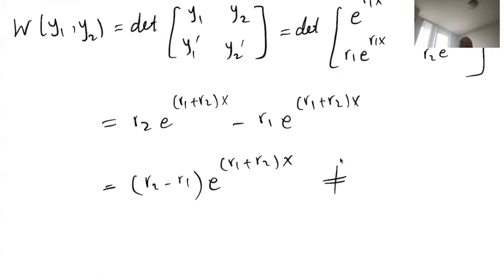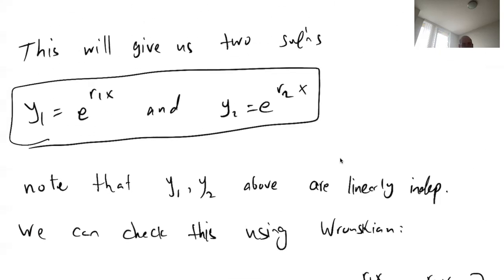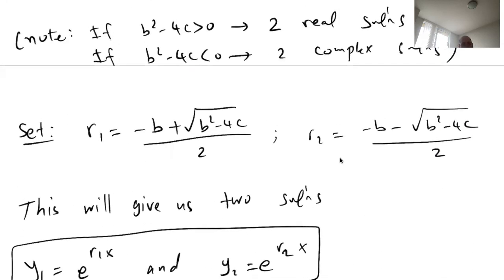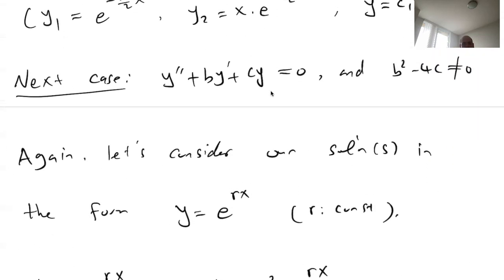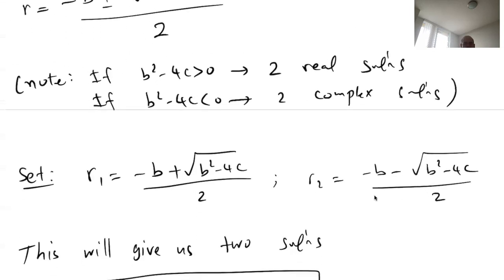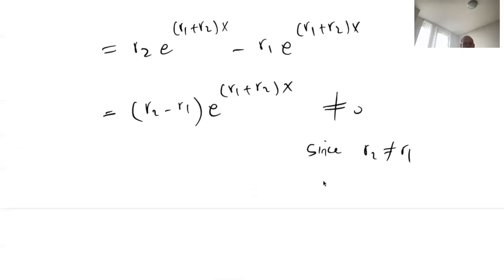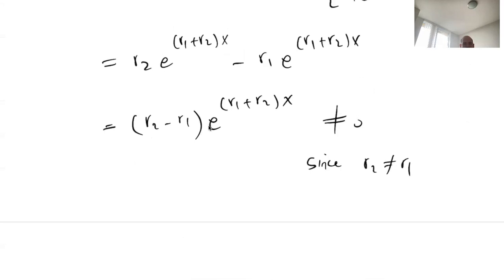And this is not 0 since r2 minus r1 is not 0, because r2 and r1 are not the same number. r1 is minus b plus this number, r2 is minus b minus this number, and this number is non-zero. That's an important assumption. Remember, we were assuming that b squared minus 4c is non-zero. So r1 and r2 are not the same, so r2 minus r1 is not 0.